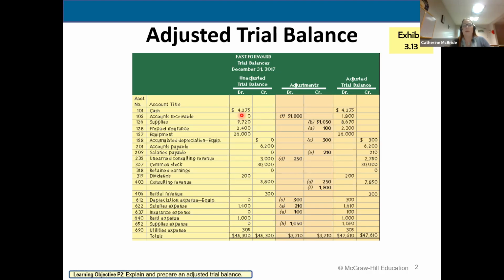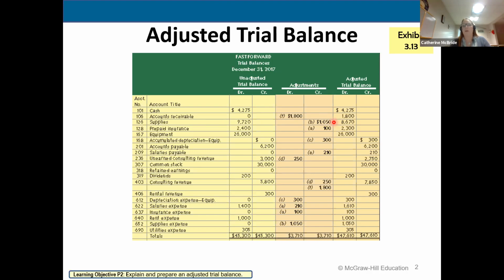So here you have a debit. We didn't adjust anything, so we still have a debit. For accounts receivable, we had no balance. We added a debit of $1,800. So our total is a debit of $1,800. For supplies, we had a debit of $9,720. Our adjustment was a credit of $1,050. So a credit reduces the account balance. So our total balance is a debit of $8,670.